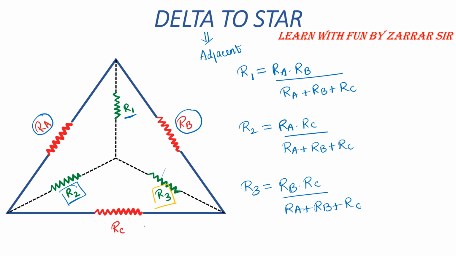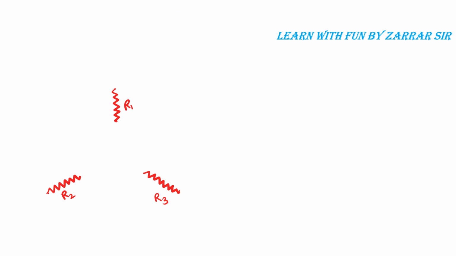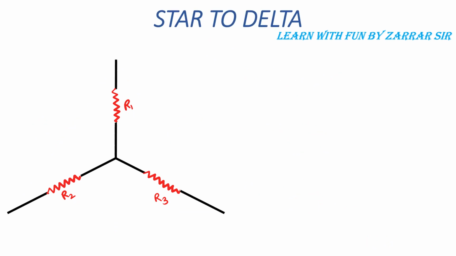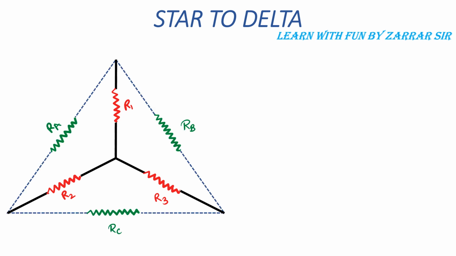Now we will be discussing star to delta. So what is star to delta? Assume you have such a configuration with you. This is star, right? Now we need to convert this star to delta, and it is very simple. Remember, in delta to star we were considering adjacent, but in star to delta we will be considering opposite.